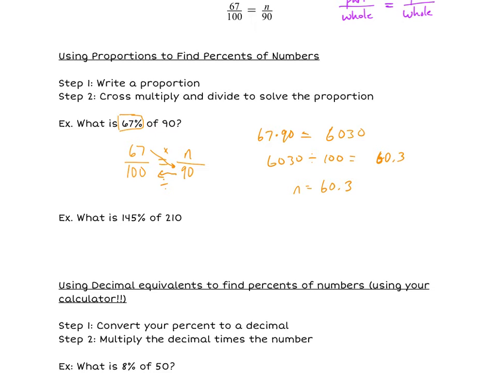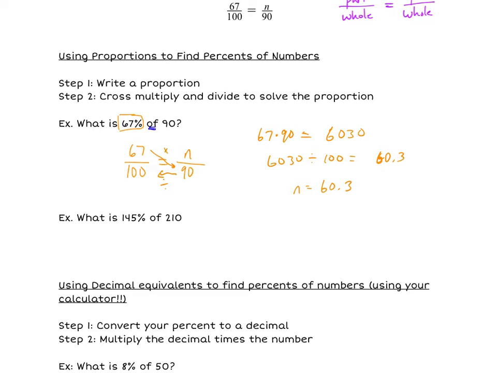So set up the proportion. Little indicator of the word "of" here. This "of" word means whatever number comes after that is going to go on as my whole. So this is the proportion way. Okay. So let's look at the next one.